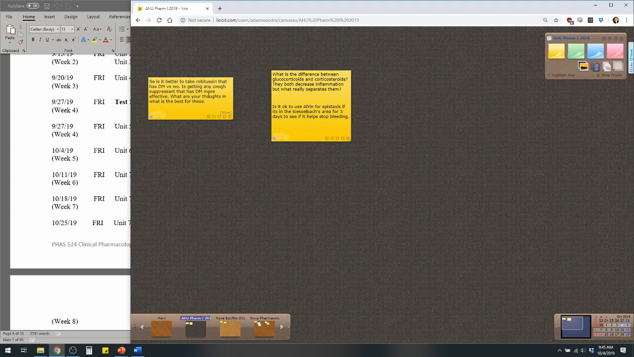So the question: is it better to take Robitussin that has dextromethorphan versus without? Is getting any cough suppressant that is dextromethorphan more effective? What are your thoughts on what is best for this? Yeah, so if it's Robitussin, and again, this is the hard thing with over-the-counter medications, they frequently will use the same brand name to encompass a lot of different products. So like when you see NyQuil, you're not always guaranteed to know what specifically it contains. So that's why it's really important when you're talking to patients about their over-the-counter medication use. Have them either take pictures of the bottle so you can see what's in it, or have them see a picture, and that way they can at least see specifically what they're taking.